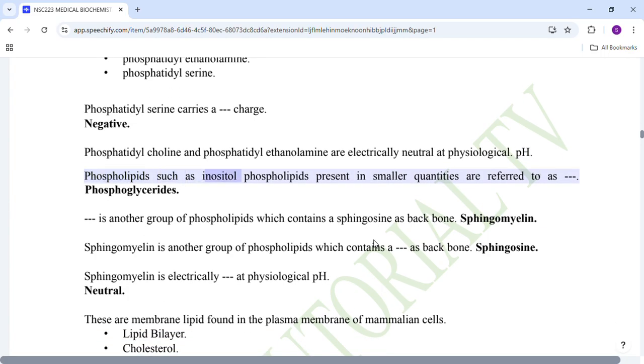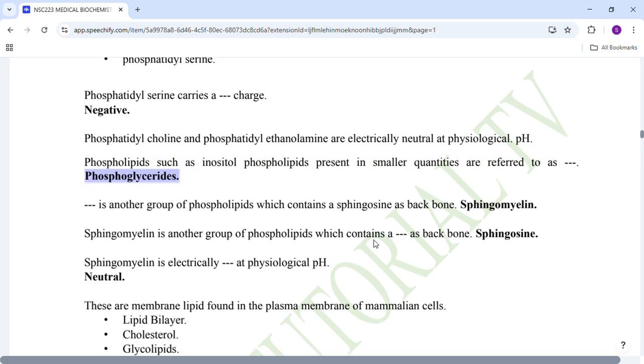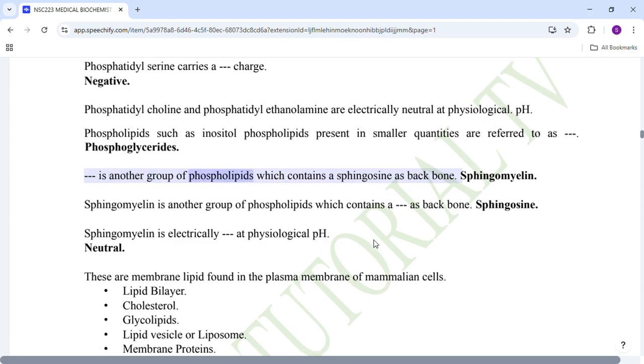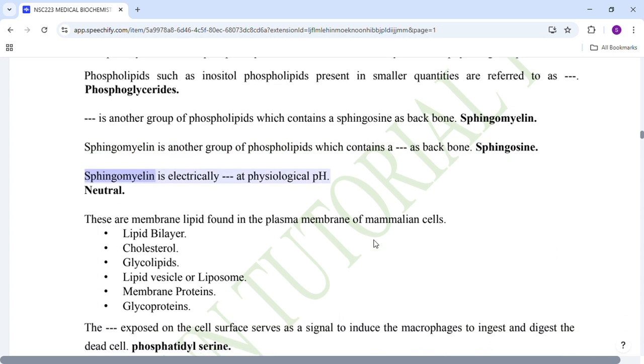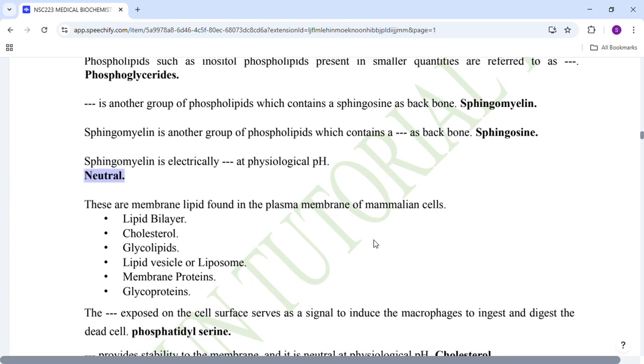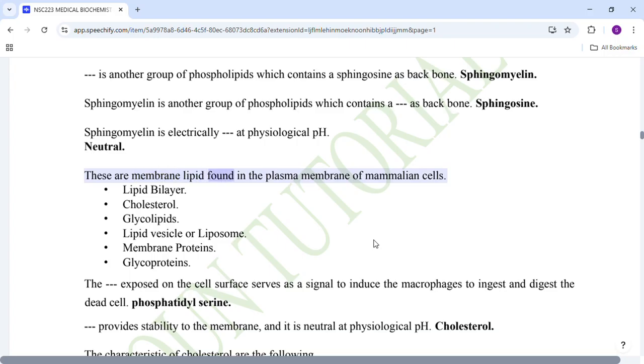Phospholipids such as inositol phospholipids, present in smaller quantities, are referred to as phosphoglycerides. Sphingomyelin is another group of phospholipids which contains sphingosine as backbone. Sphingomyelin is electrically neutral at physiological pH.